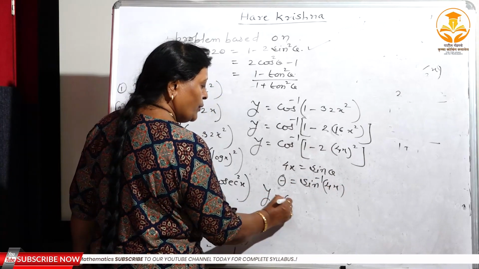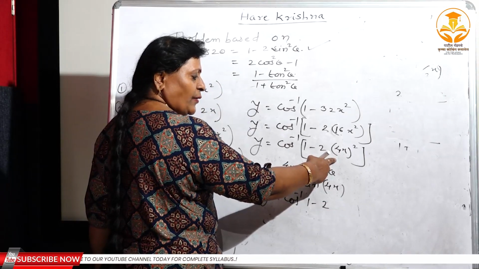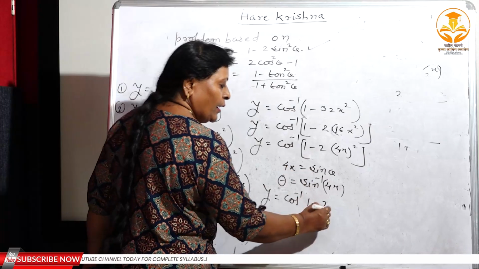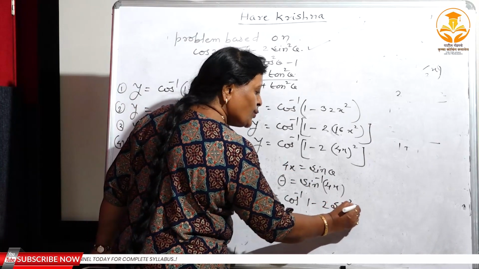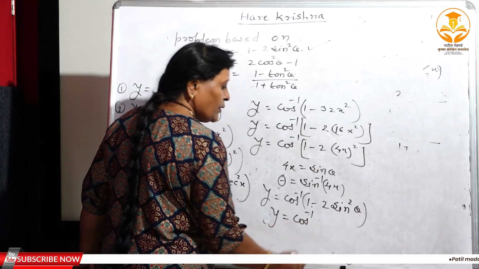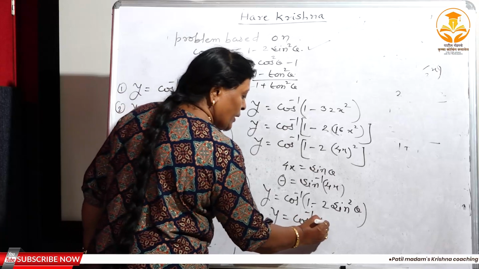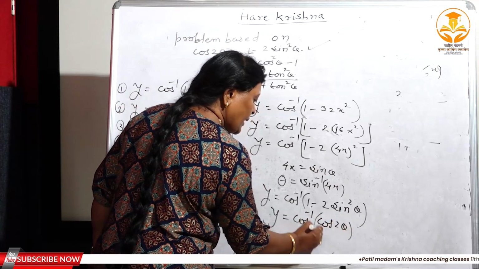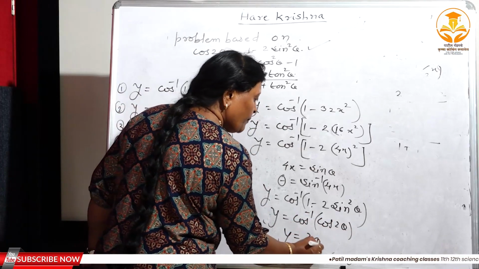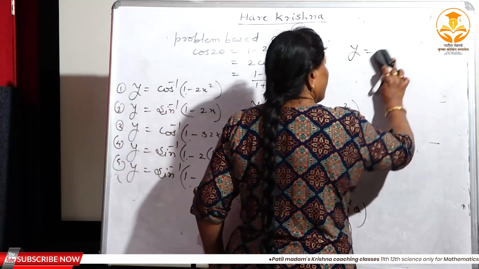Y is equal to cos inverse 1 minus 2 4x. In place of 4x you can substitute sin theta, therefore 1 minus 2 sin square theta. And this is again cos inverse 1 minus 2 sin square theta. This is the formula of cos 2 theta. Again cos inverse cos get cancelled. What remains? 2 theta. Here again y is equal to, say, what is 2 theta here?